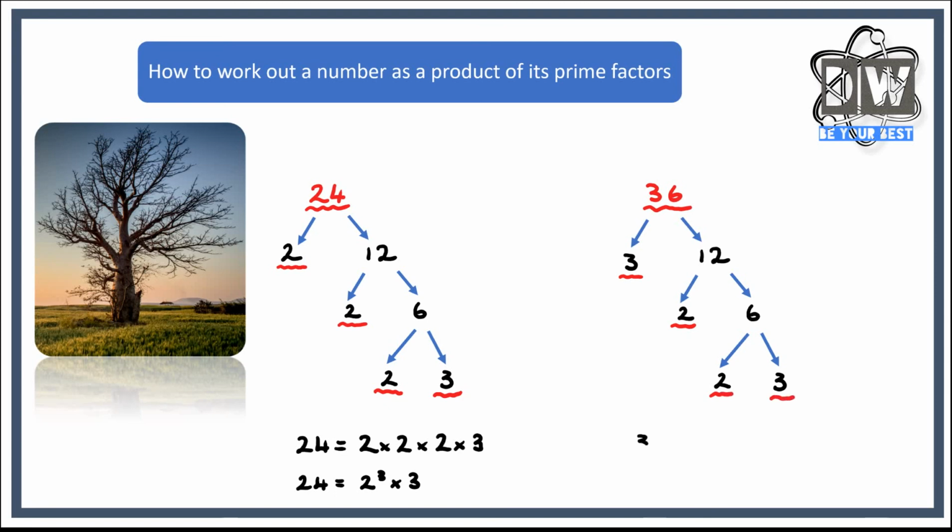So my answer is 36 as a product of its primes would be 2 times 2 times 3 times 3. Now, in theory, you could write those in any order, but it's really good practice to write them from smallest number to largest number. And then in index form, it would be 36 equals 2 squared times 3 squared.